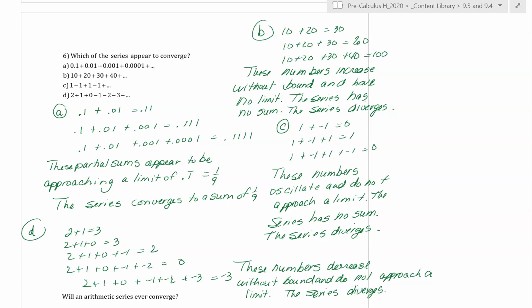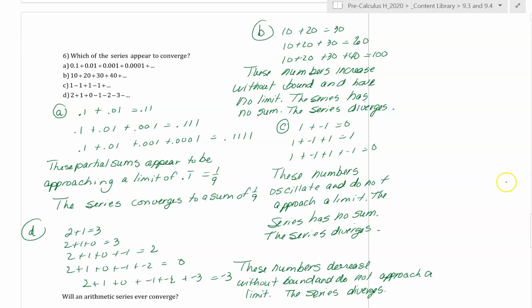So again, if a series converges, we say it has a sum and it converges to that particular number. And if the series does not have a sum, it either increases without bound or decreases without bound, there is no limit, or it oscillates. This series would have no sum, so we would say it diverges.